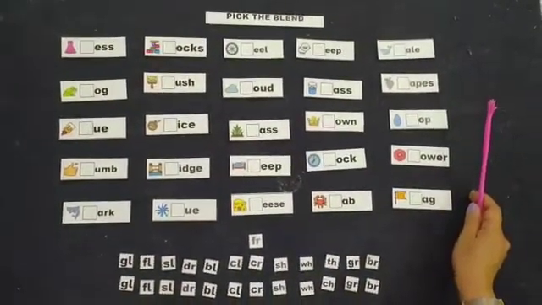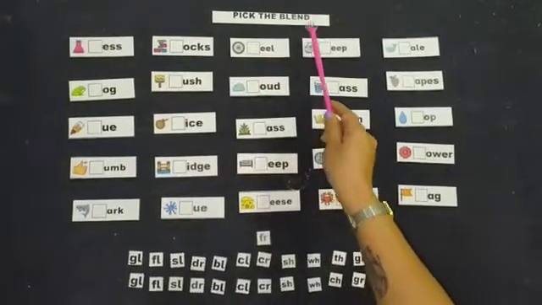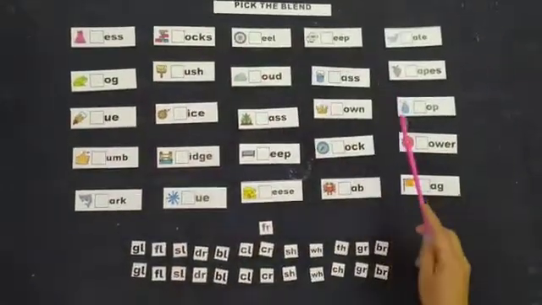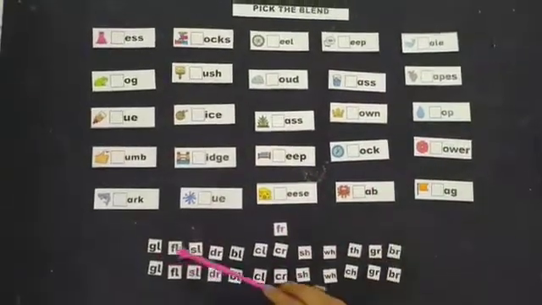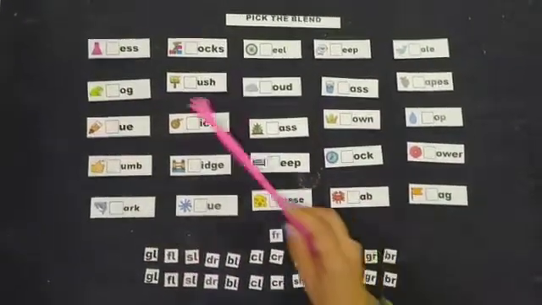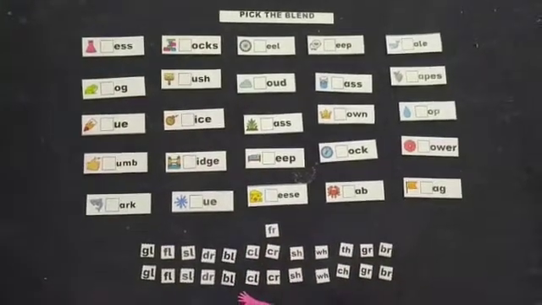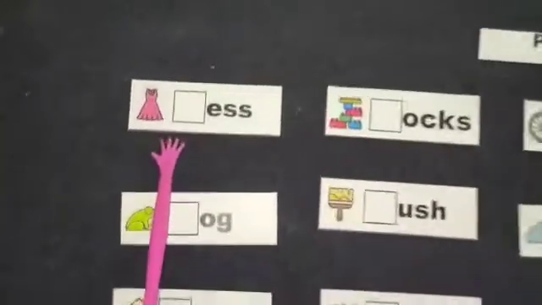So what do I have here and what do we have to do? We have to pick the correct blend. Here I have all the blends and here I have all the pictures with words, but they are missing the blends. So we're going to look at the picture and place the correct blend to it. Okay. So let's start. What is the first picture?